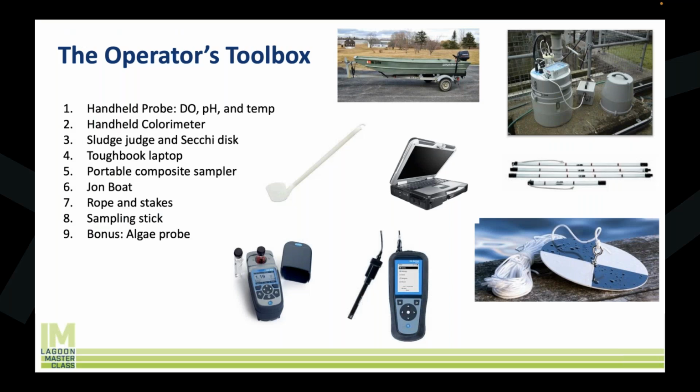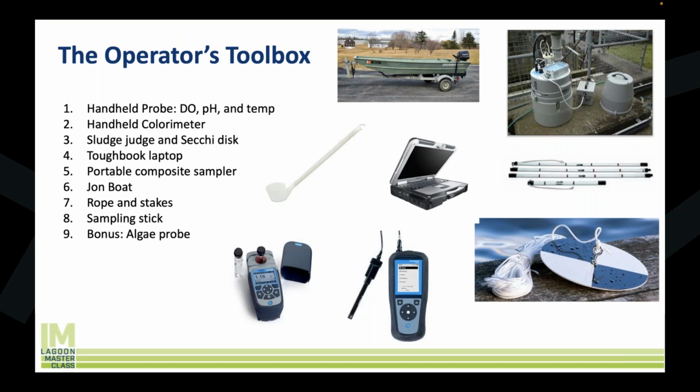Some recommendations on kind of a toolbox. A handheld DO probe, you can buy these for about $1,500 to $2,000. You can get DO, pH, and temp, usually with those probes. A handheld colorimeter will help you test ammonia, ORP, I believe, nitrate, different things like that.